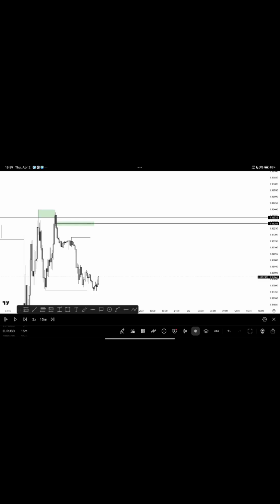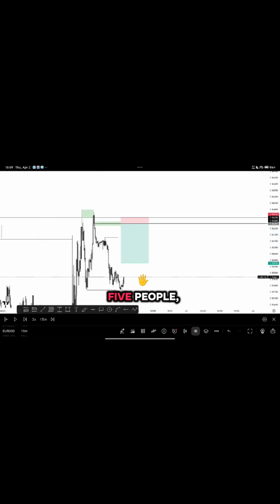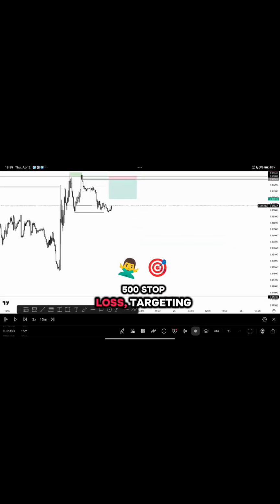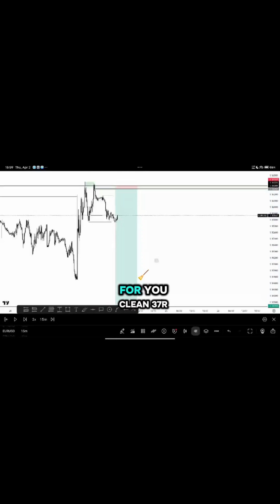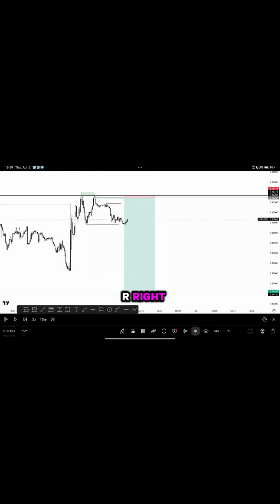So let me mark the zone again. So yeah, this is it. Let's see how it happened. This is 5 minutes. Then the 15 minutes is more refined. So you can keep your stop loss around here, targeting the CRT low on the daily time frame. That is 37 hours for you. Only 37 hours, right? So while swinging this trade, you can be looking for more sell opportunities.